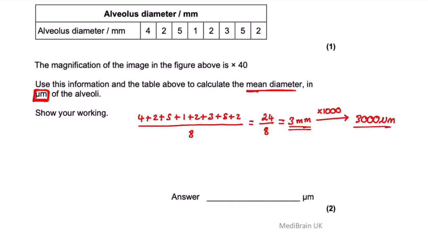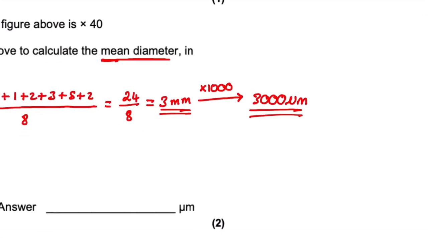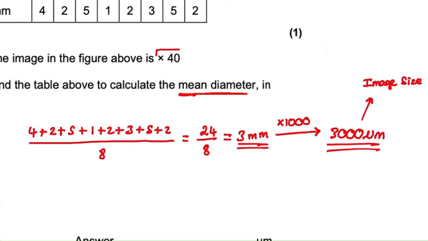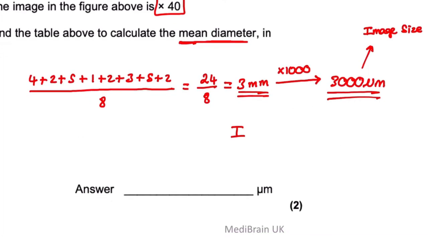Okay, so we've got 3,000 micrometers, and this is our image size. Yeah, we used a ruler to measure the diameter. So this over here is our image size. Okay, we know our magnification is times 40. So what we're going to do is, I equals A multiplied by M.